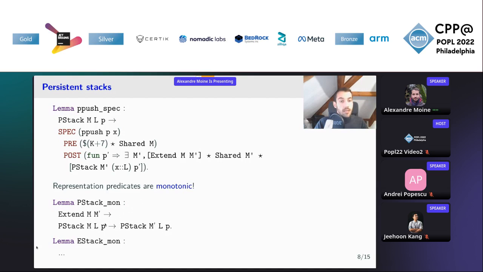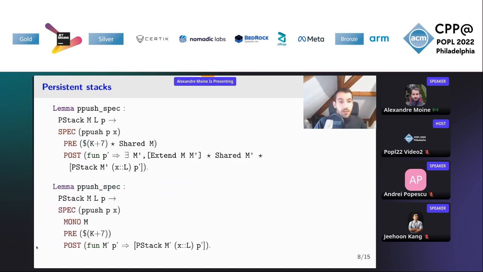So if I know that a P stack represents a stack in some memory M, and if I know that M prime extends M, then P still represents the same stack in the extended memory M prime. And because almost all operations are monotonic, we introduced a new CFML notation, mono here. So we specify ppush as monotonic in M, which is just syntax sugar for this big specification. Now let's see conversions.